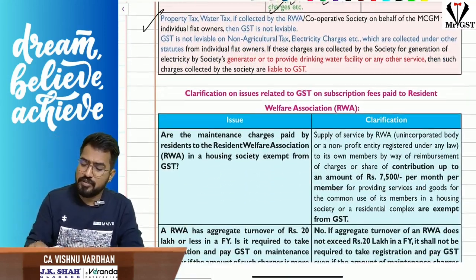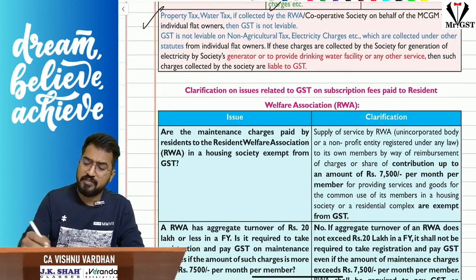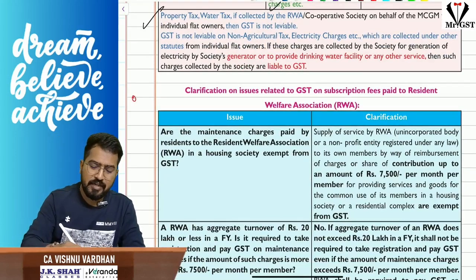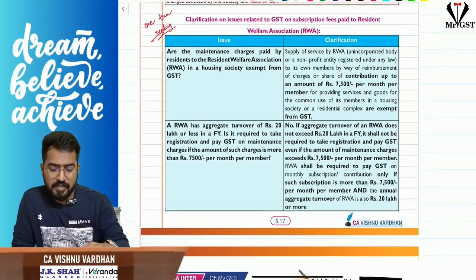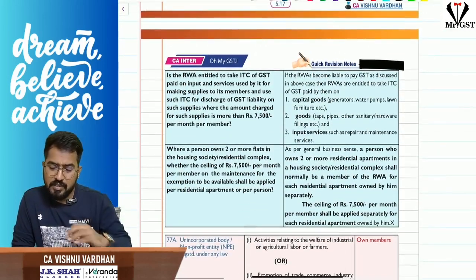And clarification on issue related to GST on subscription fees paid to resident welfare association. Just read it one time before the exam. I have given a clarification, and it is not that difficult also. You can just go through once and you can understand that.